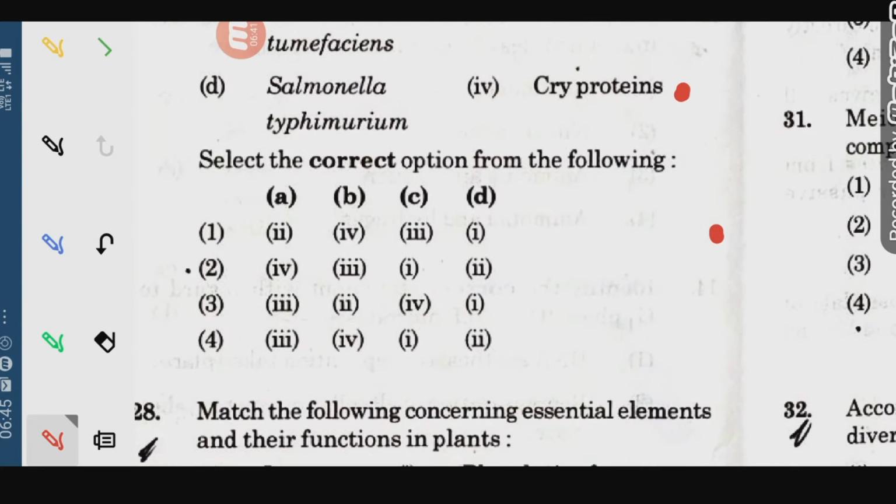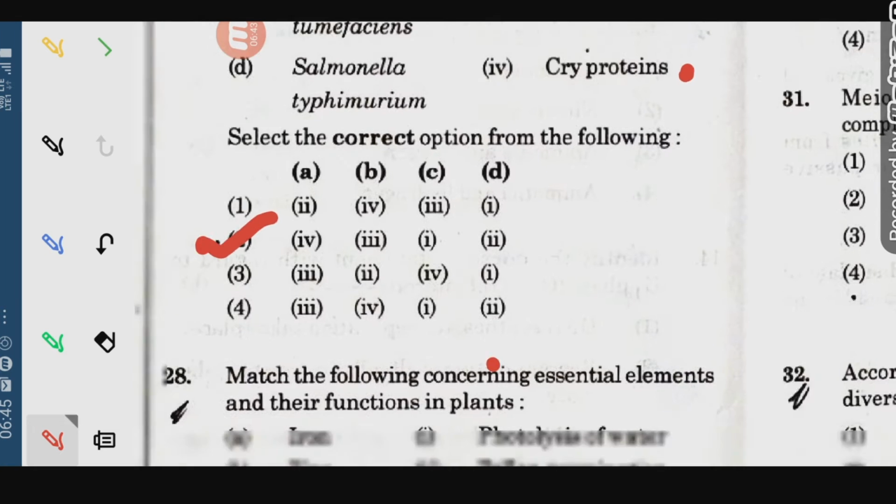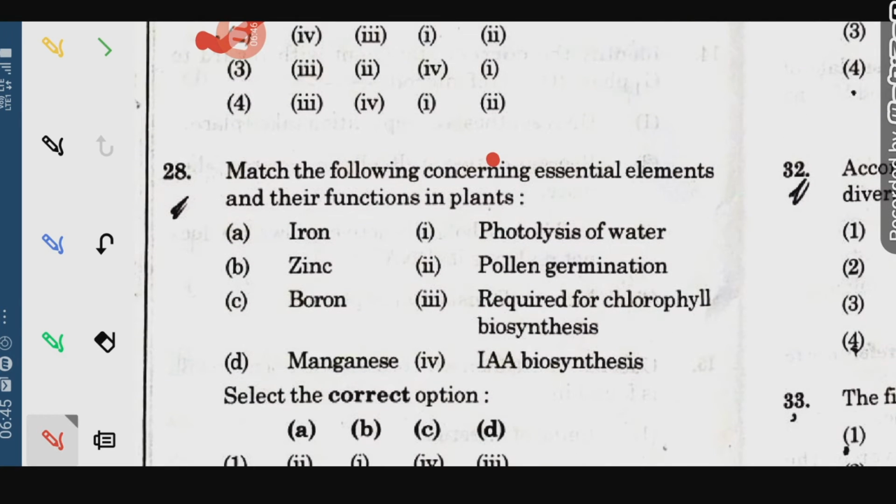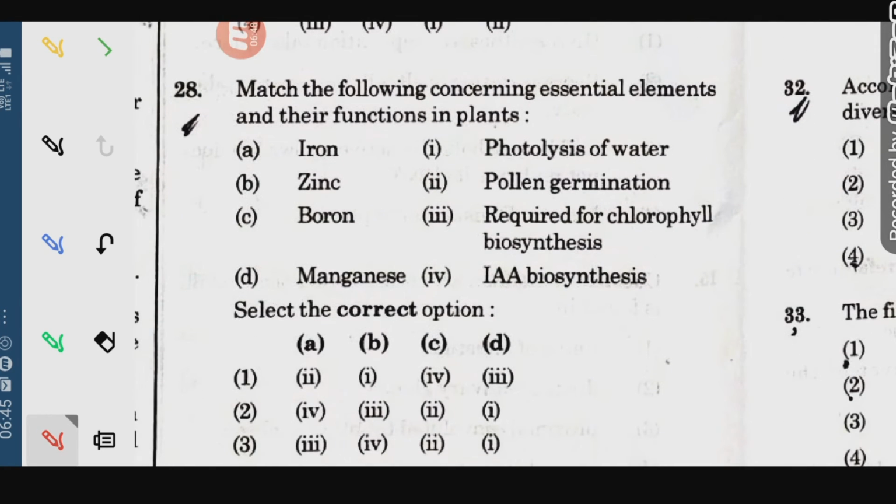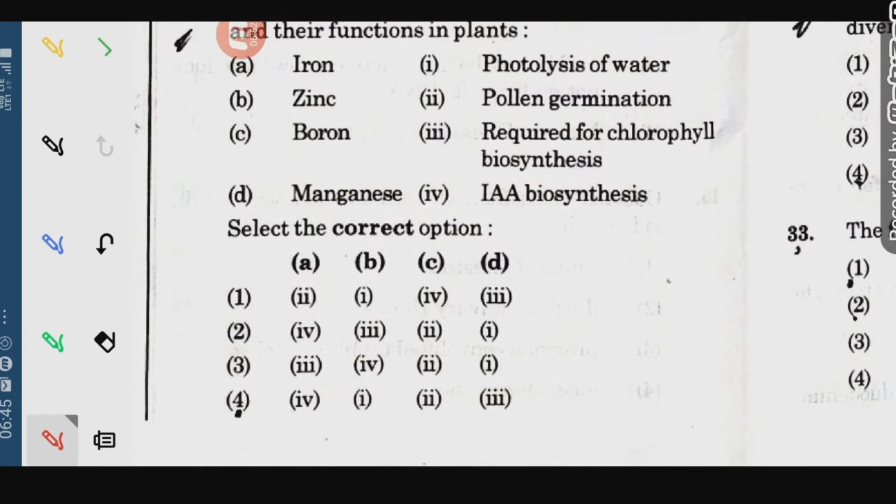Then 28. Match the following essential elements and their function in plants. Iron is associated with chlorophyll biosynthesis. Chlorophyll biosynthesis, iron. So A3.